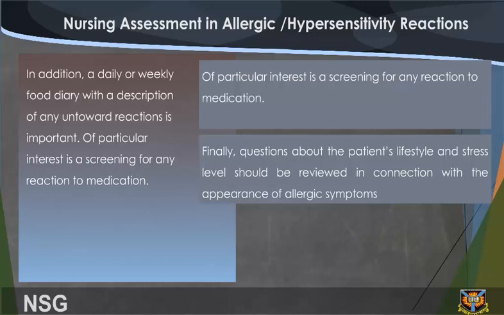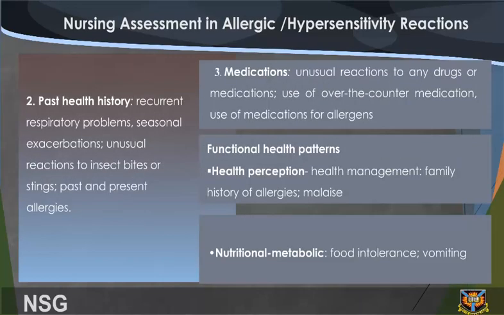In addition, a daily or weekly food diary with a description of any outward reactions is important. Of particular interest is a screening for any reaction to medication. Finally, questions about the patient's lifestyle and stress level should be reviewed in connection with the appearance of allergic symptoms. 2. Past health history. Recurrent respiratory problems, seasonal exacerbations, usual reactions to insect bites or stings, past and present allergies.